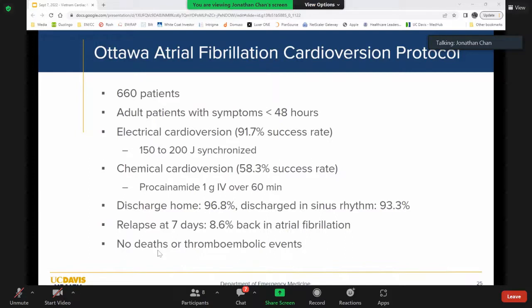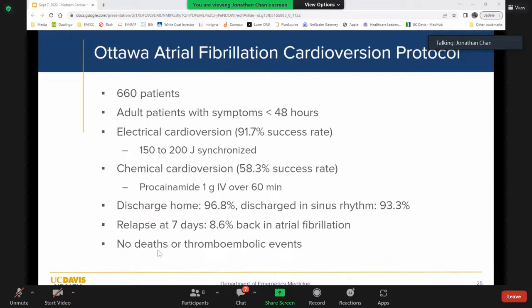Overall, this study was able to discharge home 96% of their patients, and 93% were left in normal sinus rhythm. So they came in with atrial fibrillation, with their heart racing and feeling palpitations, and they were discharged home in normal sinus rhythm. In 7 days, about 8% of the patients came back with atrial fibrillation. So about 8% came back and were like, no, my heart is still beating too fast. In this study, there were no deaths or any kind of strokes or anything that happened here.